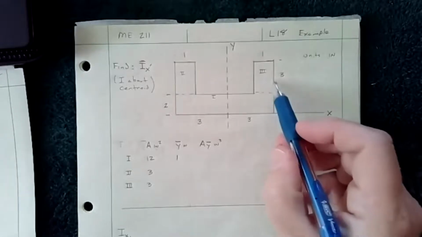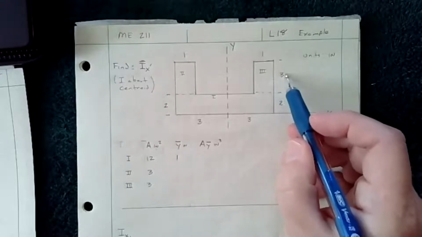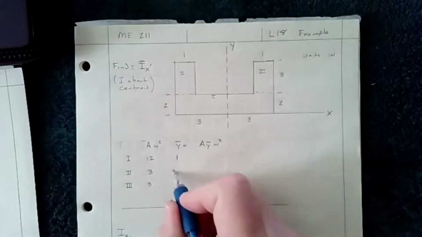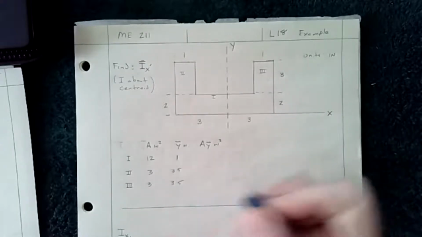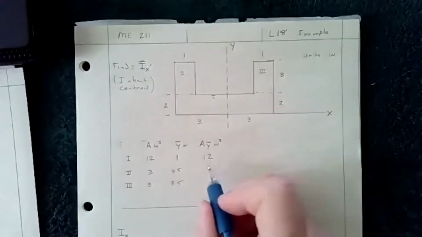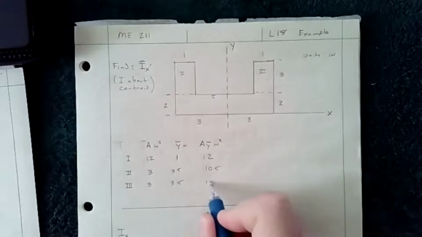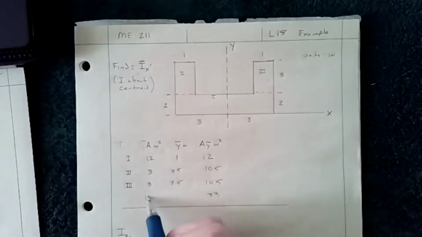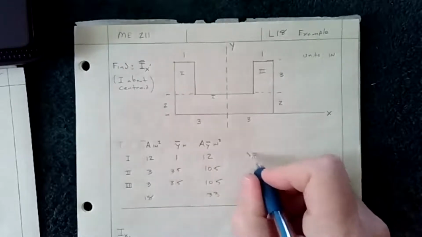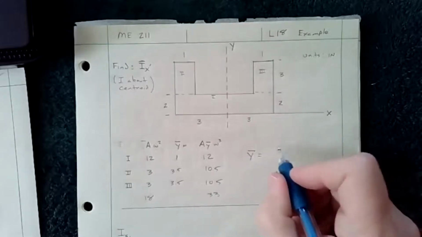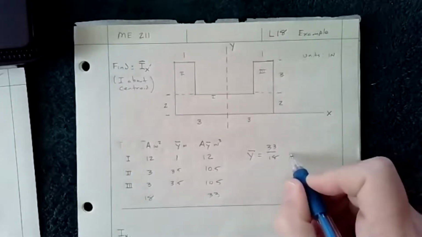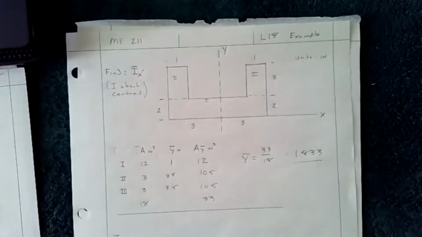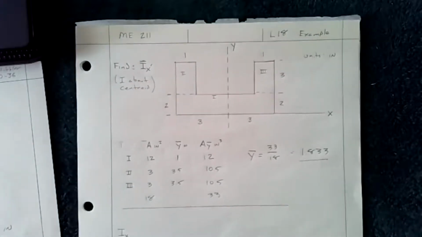For this piece, the centroid is half of 3, or 1.5. So 1.5 plus this 2 gives us 3.5, and 3.5 for the other. Now we multiply through, we get 12, 10.5, 10.5, and we sum that, which is 33. We sum the areas, that's 18. So big Y bar is equal to 33 over 18, which equals 1.833. That's the important number that we need in order to find the moment of inertia.